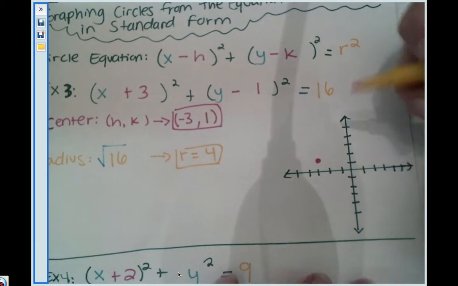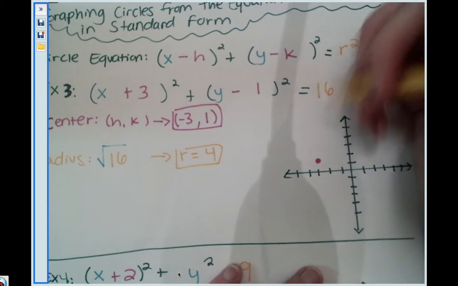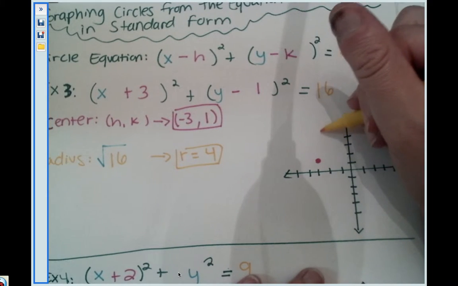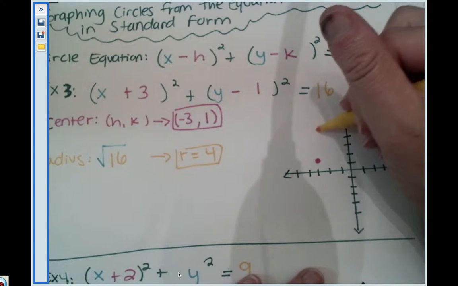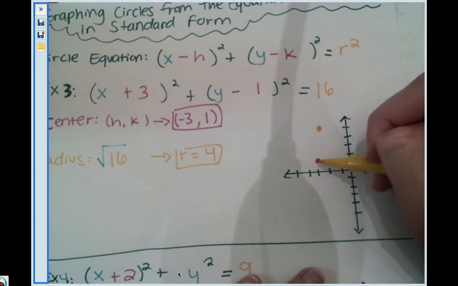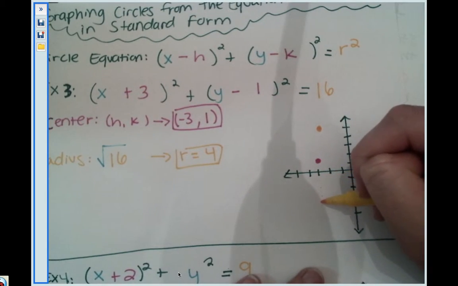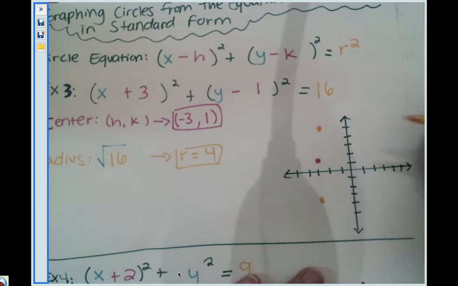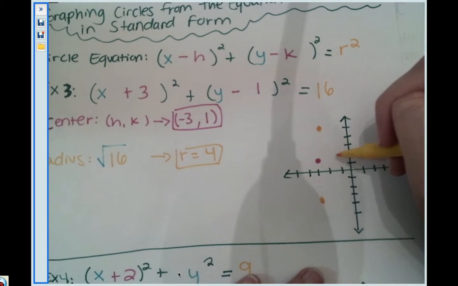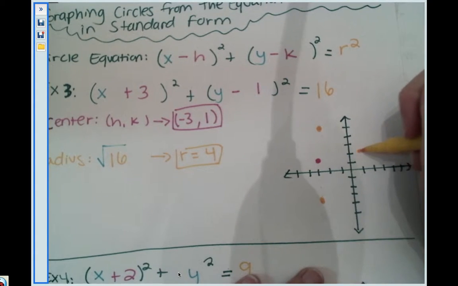So let's get excited. All right, so from my center, I'm going to count up 4. So I'm going to count 1, 2, 3, 4. Then I'm going to count down 1, 2, 3, 4. Right there. I'm going to count right 4. So 1, 2, 3, 4. Oh, I'm slightly off.